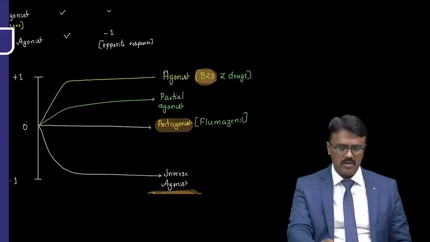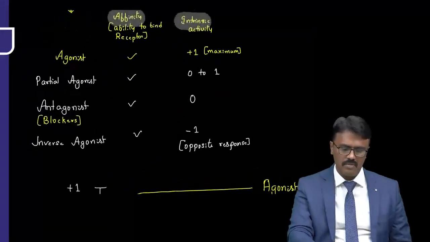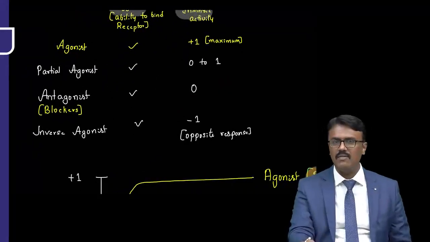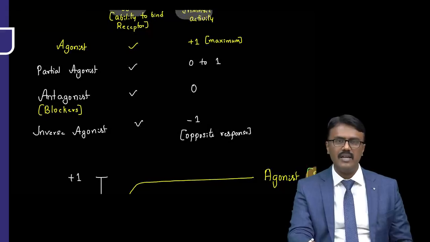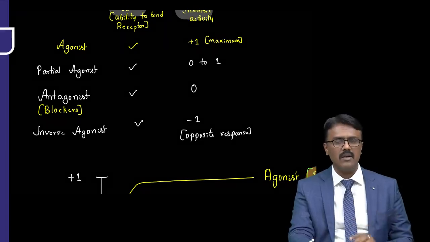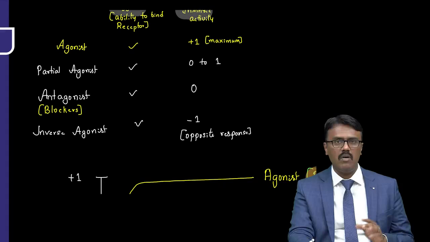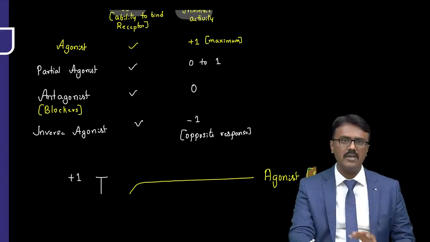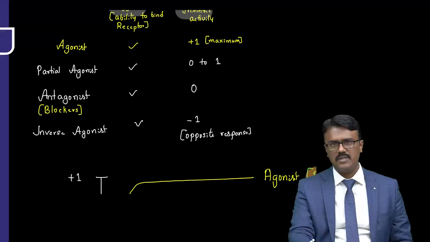So here we understood what is the meaning of agonist, partial agonist, antagonist, and inverse agonist. Depending on that, in the future systemic pharmacology, I will tell you this drug is an agonist, this drug is a partial agonist, this is an antagonist or blocker. Or I will be telling you inverse agonist. That is the meaning of this.